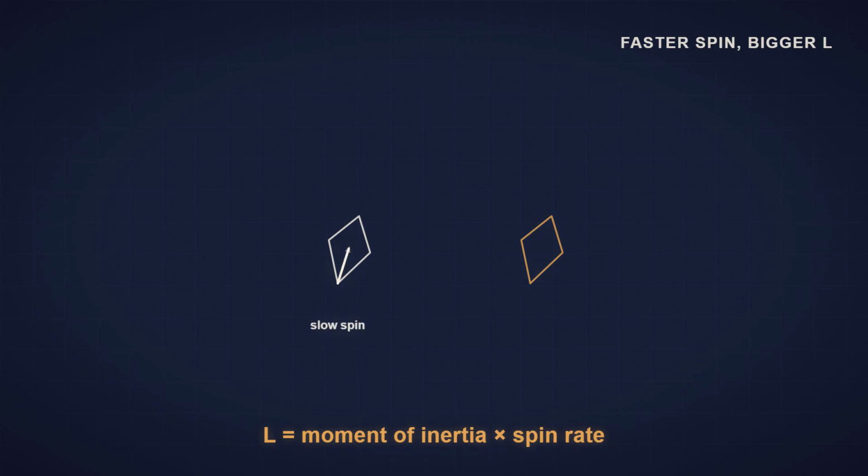Multiply those together, and you get L. A top spinning twice as fast has exactly twice the angular momentum, same direction, same axis, just a longer vector. This single number, how large L is compared to the sideways torque from gravity, turns out to be the entire difference between a top that falls over and a top that gracefully sweeps around in a circle.